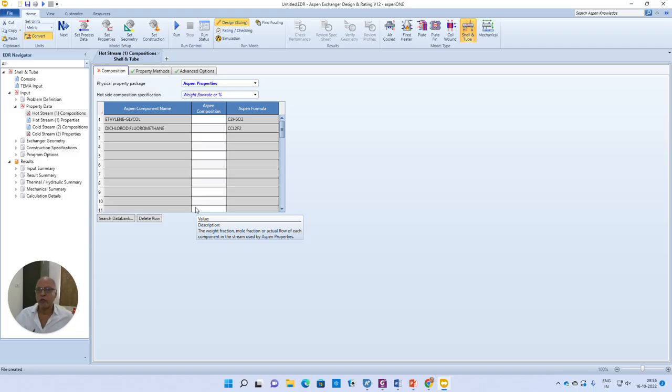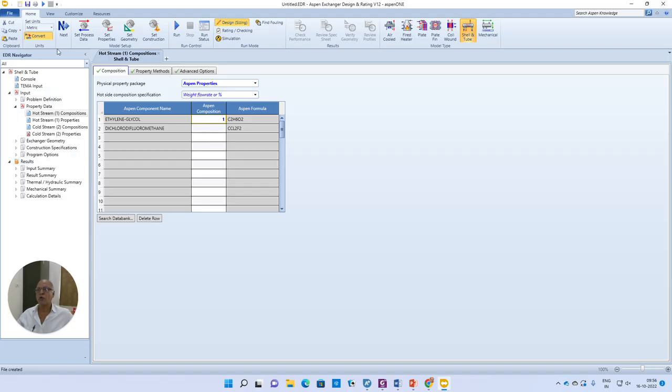This problem may be quite simplified in the sense, typically in any process industry, we may not be using pure components as streams. In fact, if your stream is a mixture of several components, define all the components and define its composition. Remember, we are talking about the hot stream composition, which is pure ethylene glycol. So I am defining it as 100% ethylene glycol. The weight flow rate is 1. Now we have defined this.